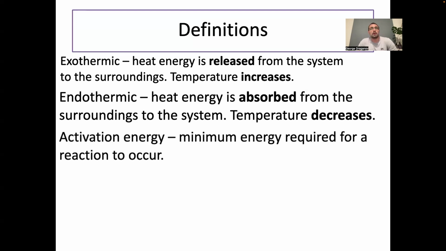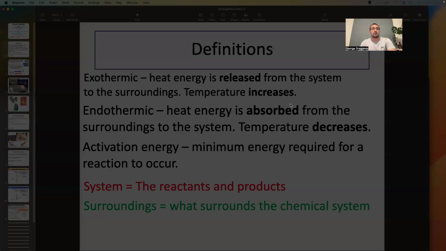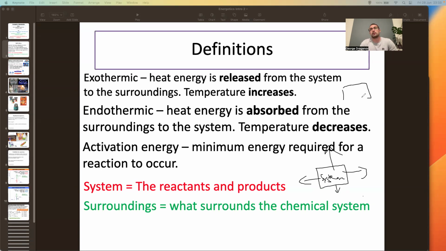Activation energy is the minimum energy that's required for a reaction to occur. Now, system and surroundings, I can draw it for you with a box. If you imagine this being the system, an exothermic reaction will release heat out to the surroundings. So that will be exothermic. An endothermic reaction, on the other hand, will take heat in from the surroundings to the system. So that's another way to think of it.